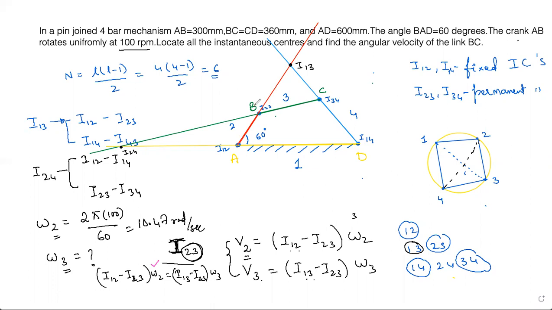I12 to I23, this is the distance. Measure it. Or else AB you already know, right? 300 mm, that is the distance. So this distance is already known, 300 mm, right? I13 to I23: I23 is here and I13 is here. Just measure this length, put the value, and then by cross multiplication you will get omega 3 equal to something radians per second. So this is the instantaneous center method of rotation.